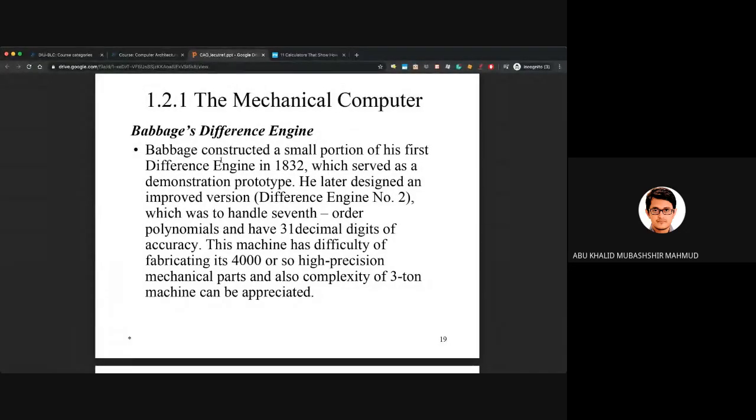Babbage's difference engine. Here we see it was a demonstration prototype, and later he improved his design to difference engine number 2, which was to handle seventh order polynomials and have 31 decimal digits for accuracy.